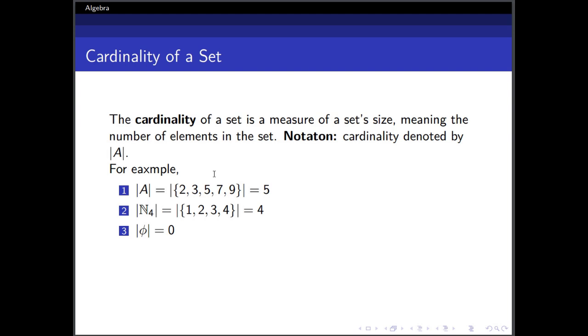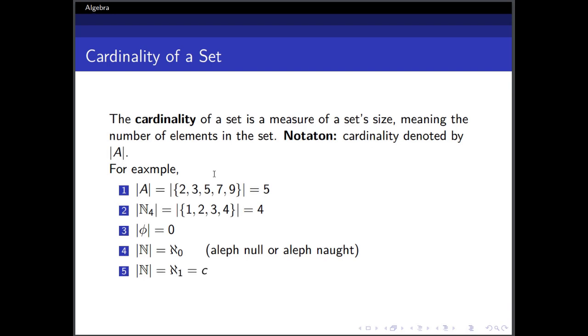Then cardinality of empty set. Empty set contains no element, so its cardinality will be 0. Set of natural numbers is basically an infinite set, but it is countable. So it is notation that we can denote cardinality of N is aleph null or aleph naught.